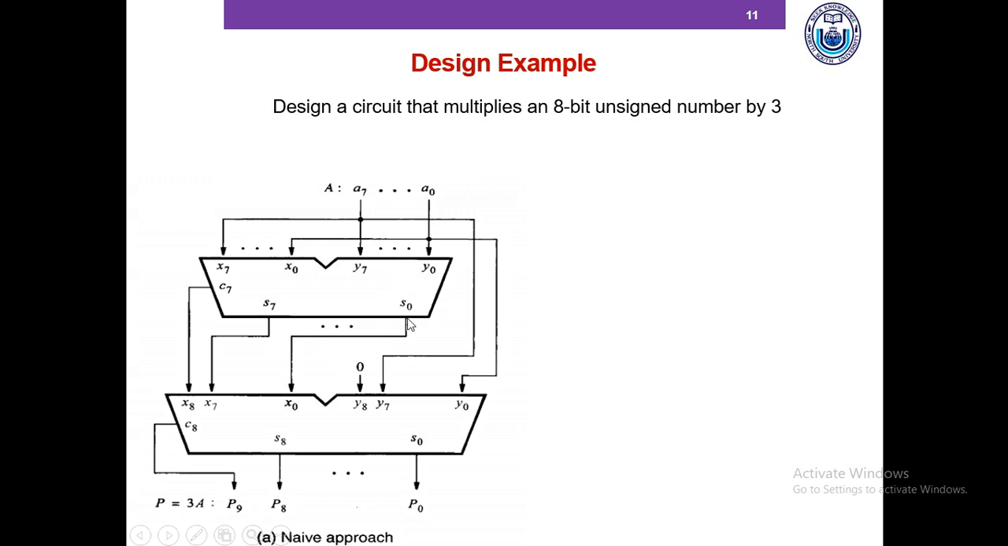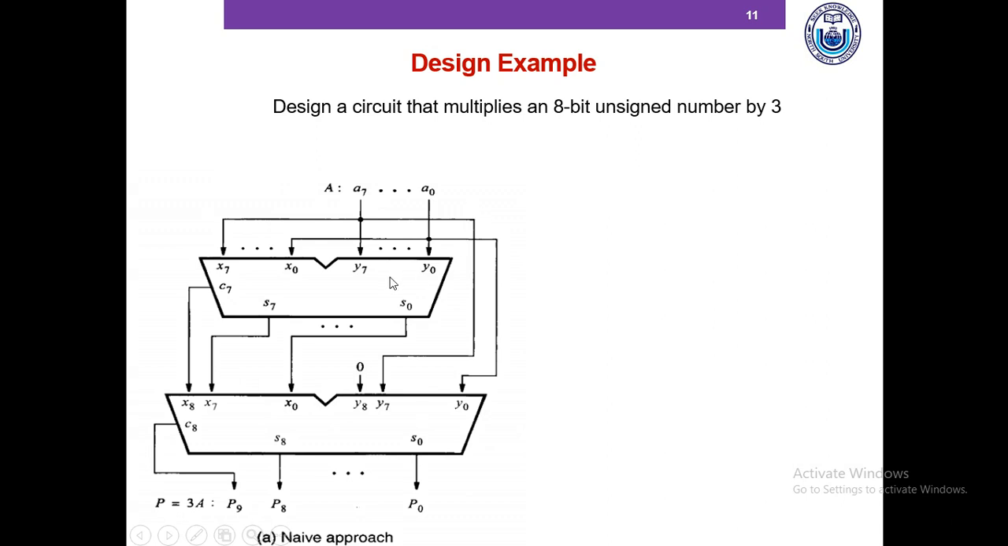Notice that the first ripple carry adder's output goes to the input of the second ripple carry adder. And also we're giving A. So 2A plus A is equal to 3A. So if the input is A, the output is 3A. And there you go, we've designed a circuit that takes an 8-bit unsigned number and multiplies it by 3.